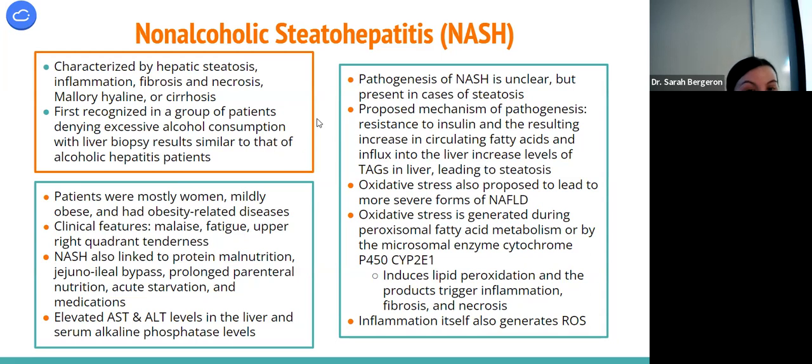And it was first recognized in a group of patients that denied excessive alcohol consumption, but they had liver biopsy results that were similar to those of alcoholic hepatitis patients.